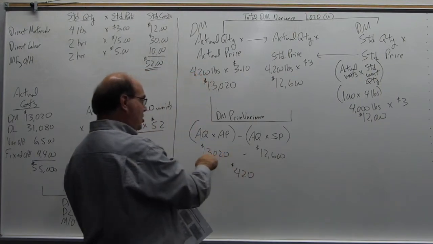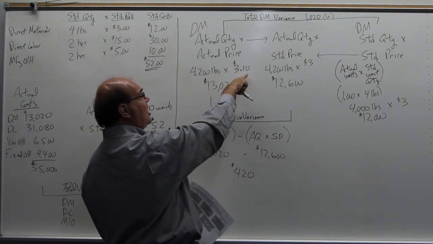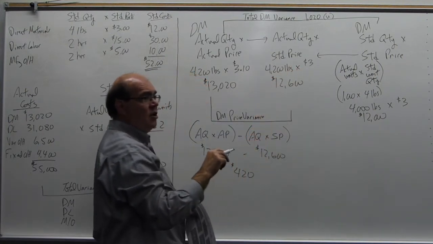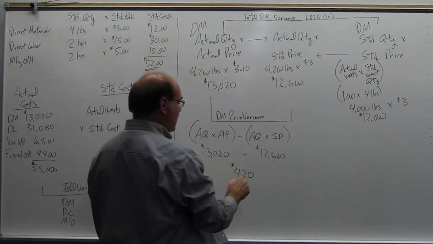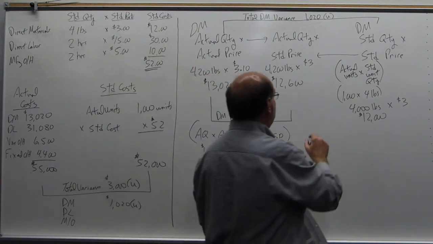Because these are actuals, I know my price was higher, because I paid $3.10 and I only should have paid $3. I know I paid more, so I have an unfavorable variance. This is going to be unfavorable. Okay, I do the same thing over here.